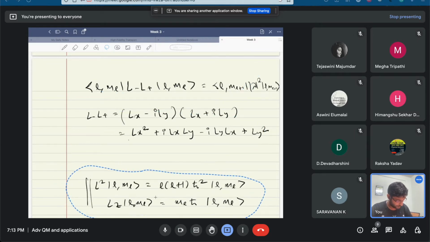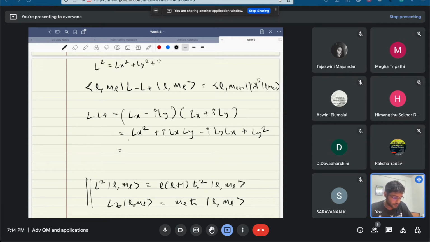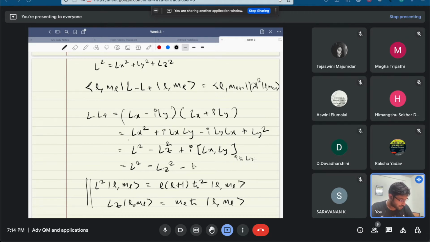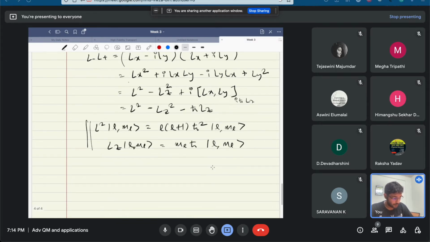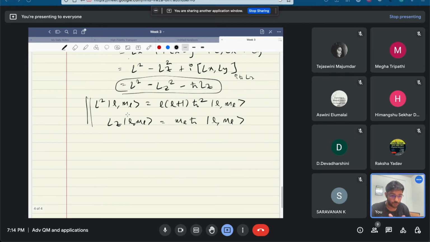Now we know that L square is your Lx square plus Ly square plus Lz square. So we can write Lx square plus Ly square as L square minus Lz square, and we have a commutator of Lx and Ly, which again we know is I h bar Lz. So this essentially reduces to L square minus Lz square, plus, since you have I times I h bar Lz, I squared gives a minus sign, minus h bar Lz. Now you operate this part on L, ML, so you take an expectation value of it. Since we already know about these eigenvalues, we can use them directly here.